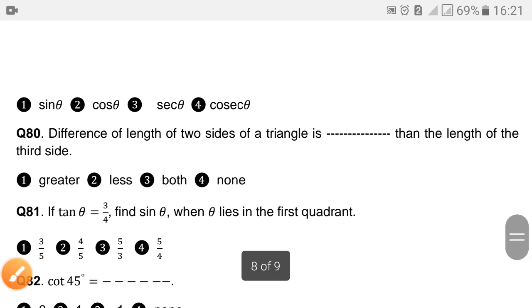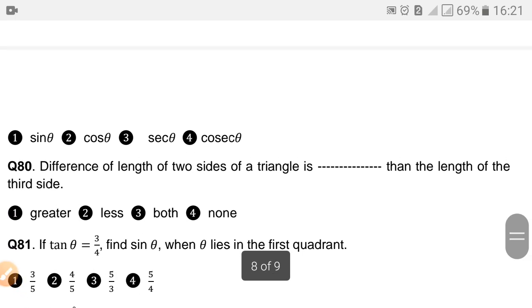The last problem of this video, problem number 80, is: the difference of the lengths of two sides of a triangle is always less than the length of the third side. We already used this theorem in the previous example, that the difference of the lengths of two sides of a triangle is less than the length of the third side, and the sum of the lengths of two sides of a triangle is greater than the length of the third side.